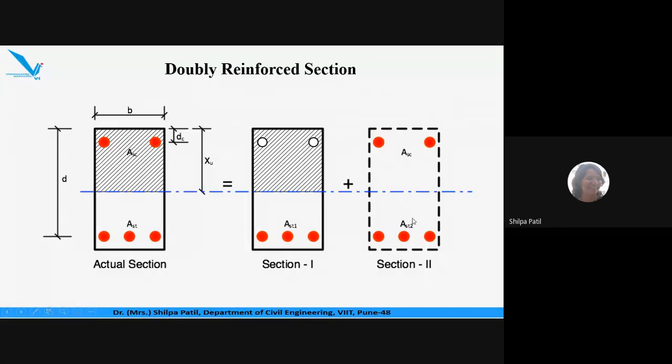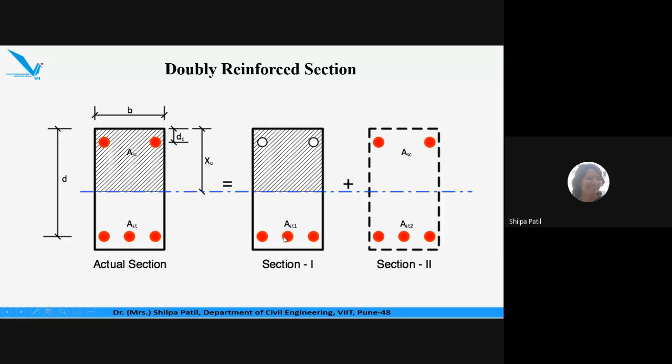Section 2 is assumed as an imaginary section in which there is only the compressive steel in the compression zone. It means there is no concrete in the compression zone, only the compressive steel. And in the tension zone, again, there is only the tensile steel. Now, this total AST is assumed to be distributed in such a fashion that a part of the steel is considered in section 1 and the remaining is considered in section 2.